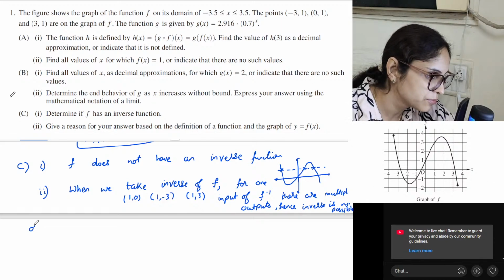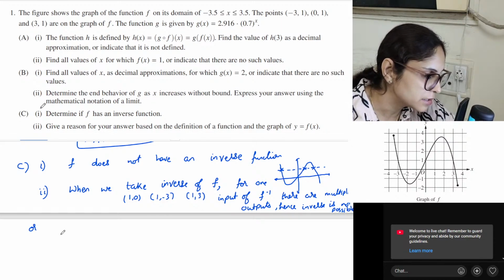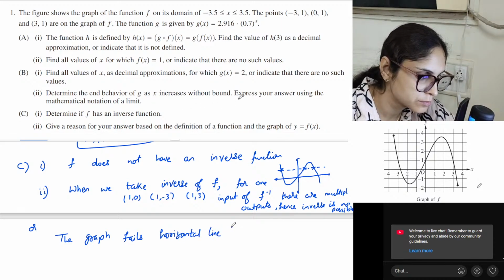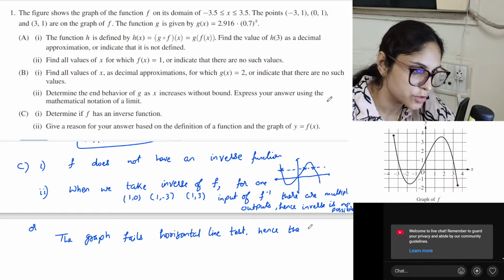Or I can say that the graph fails horizontal line test. Hence, the inverse is not a function.